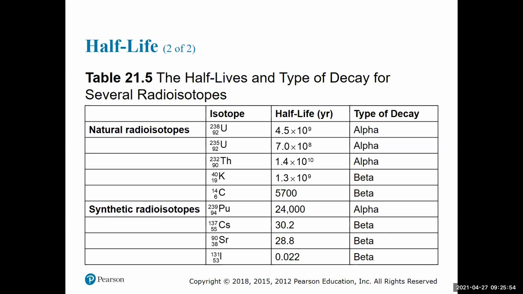For the synthetic ones, this would be more likely what you would use in medicine. The iodine one down here, we see 0.022 years. I don't know what that computes to, but I think it's not very long. And so that's where those kinds of things are used in medicine, so it doesn't stay in your body forever. You wouldn't want to use cesium, which has a 30-year half-life. That might be a problem. So these are the half-lives, and then on the right-hand side is the type of decay, either alpha or beta emitter. But to me, the interesting thing is the half-life in years number.